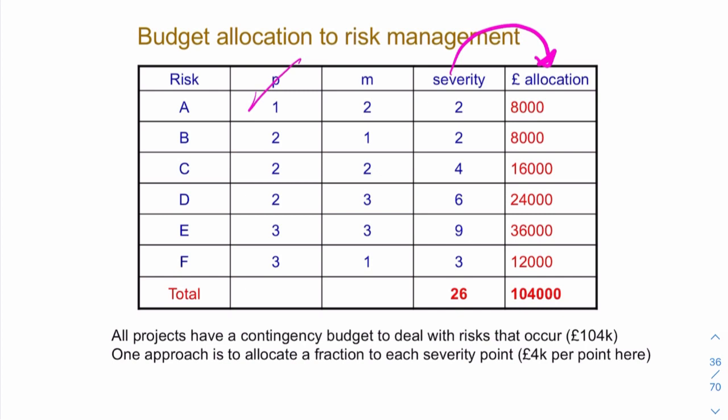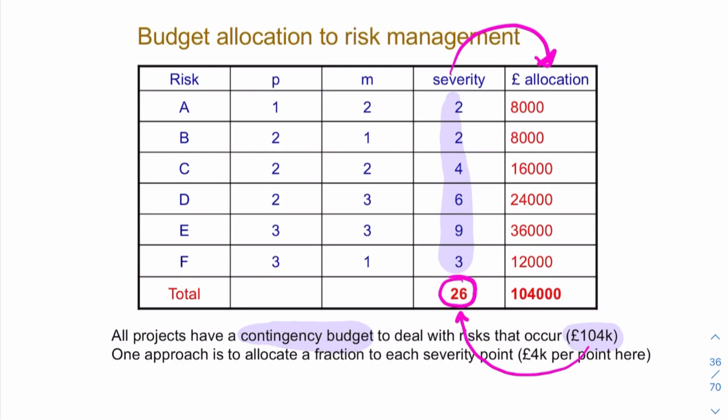So it's not P, it's not M, it's both of them. It's the severity. So how do we do it? So for example, in this table here, in this example, we have a contingency budget. So we have £104,000 to deal with contingency. We take that £104K and we divide it by 26, 26 being the sum of this column here.